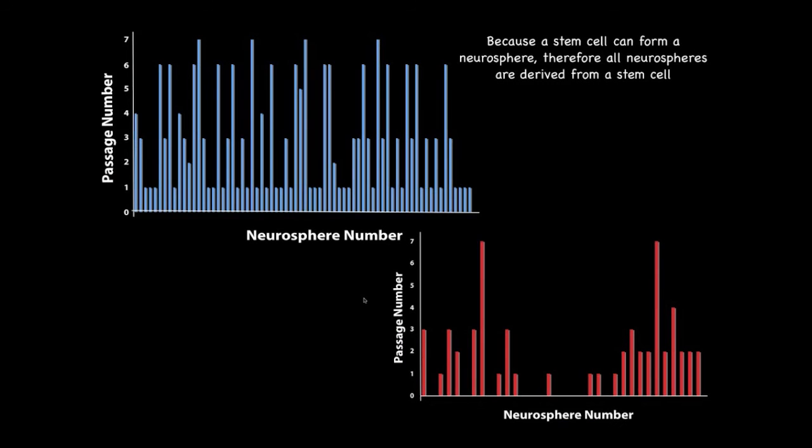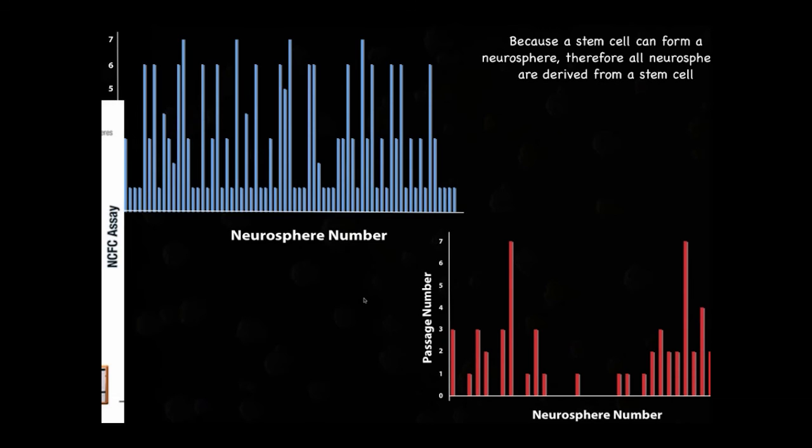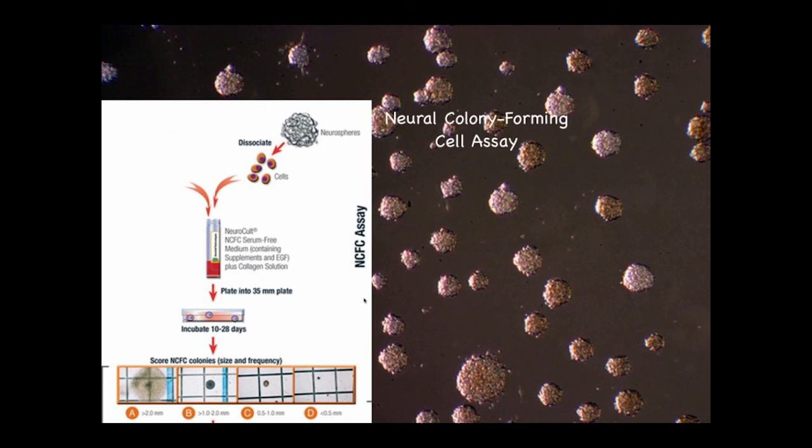So we did the simple experiment of trying to passage individual neurospheres. And what we found was that it was only a small fraction, less than 10%, that could be serially passaged to exhibit the key feature of extensive self-renewal and generation of a large number of progeny. So with that in mind, we started working on trying to develop assays that would allow us to better study and enumerate stem cell or neural stem cell frequency in tissue culture.